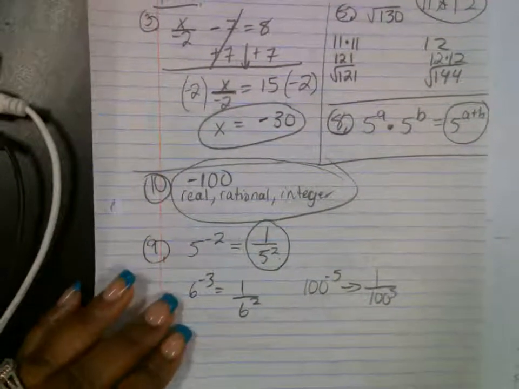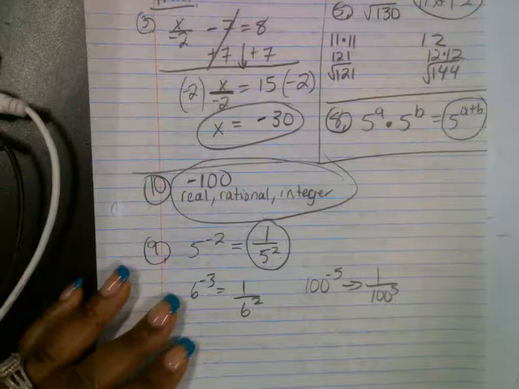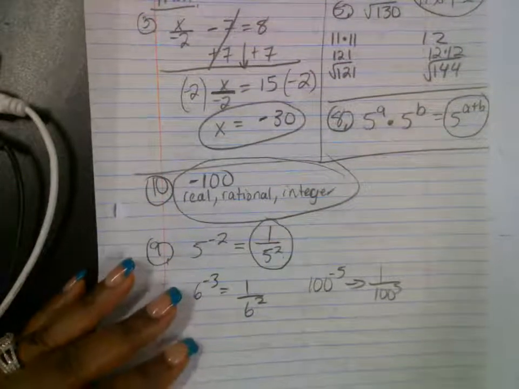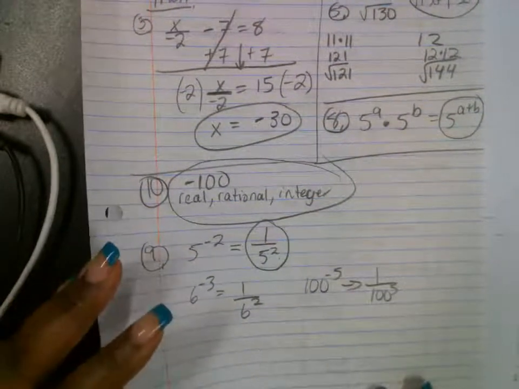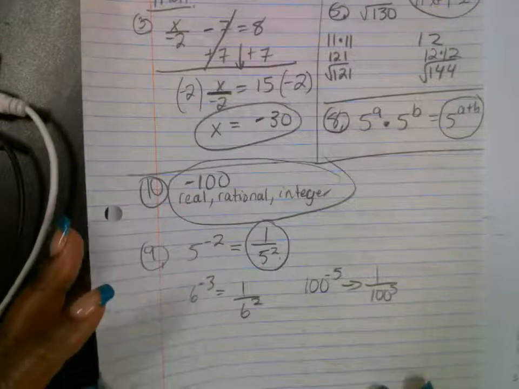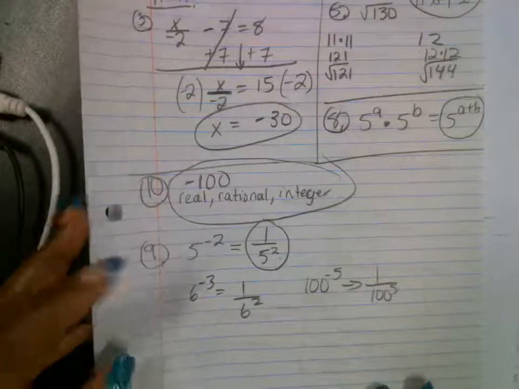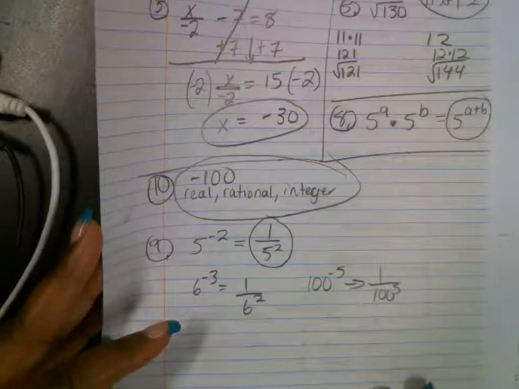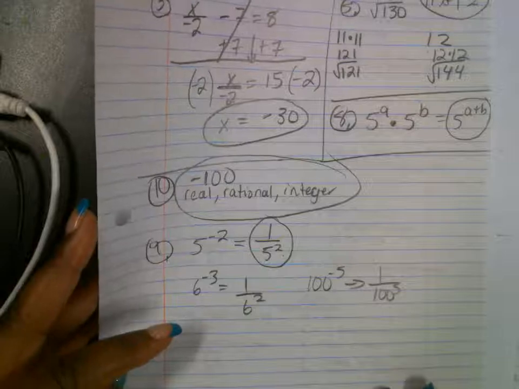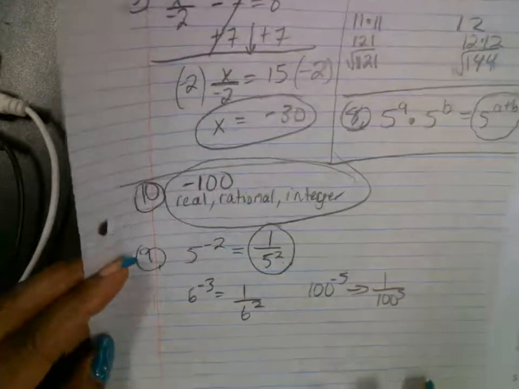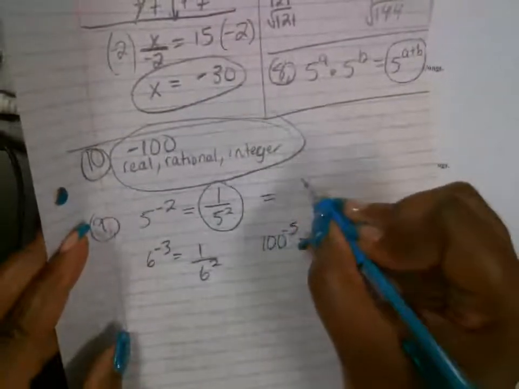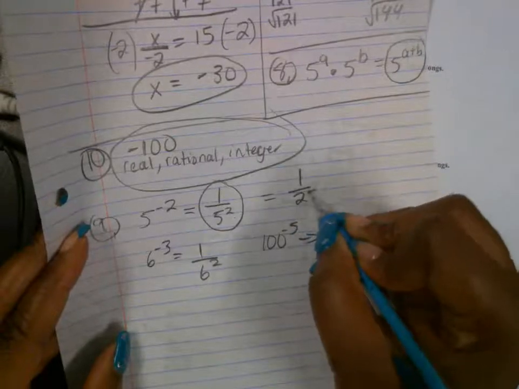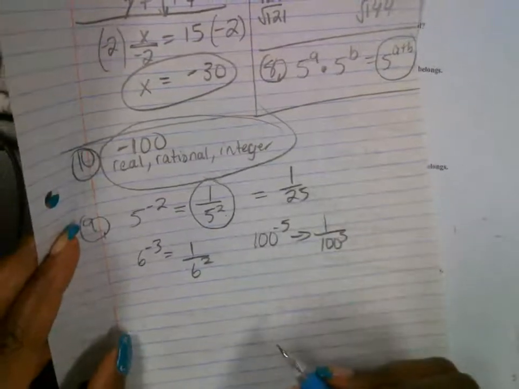I just did it the same, and I just put the negative sign there. Negative 25? It's not negative 25, though. The answer for this one would be 1 over 25, which is not the same as negative 25.